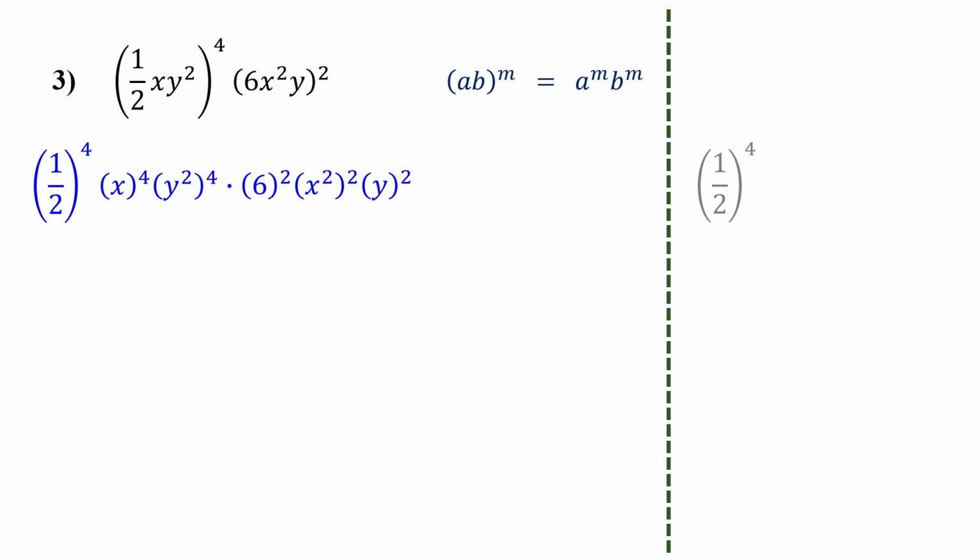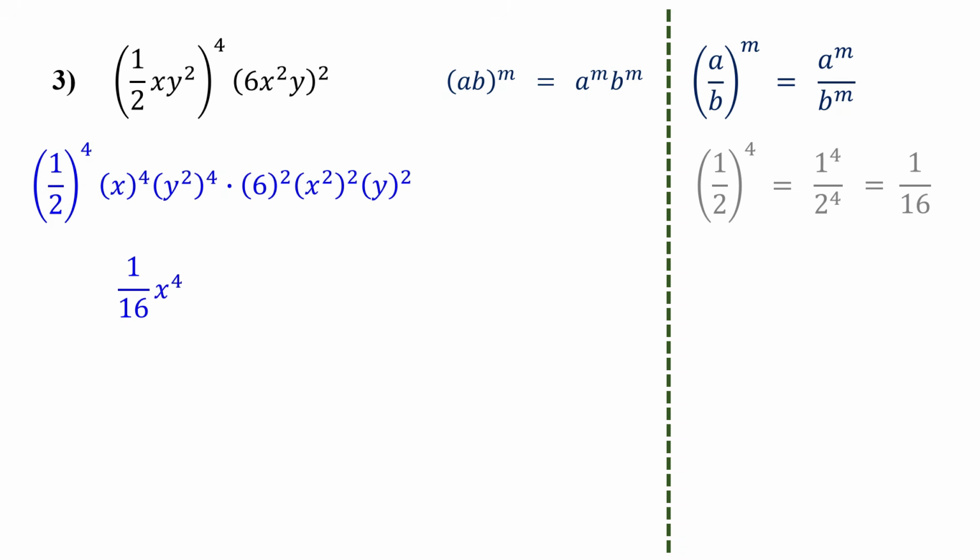Start with 1/2 to the 4th. When a fraction is raised to a power, we distribute the exponent to both the numerator and the denominator. So distribute the 4 to both 1 and 2. 1 to the 4th is 1, and 2 to the 4th is 16, so we get 1/16. Next, we have x to the 4th. For y, we're raising a power to another power, so we keep the base and multiply the exponents. 2 times 4 equals 8, giving us y to the 8th.